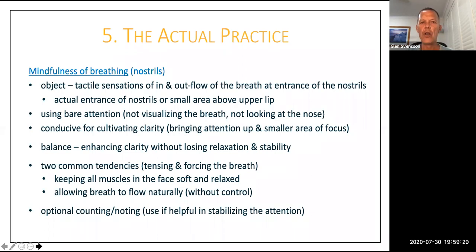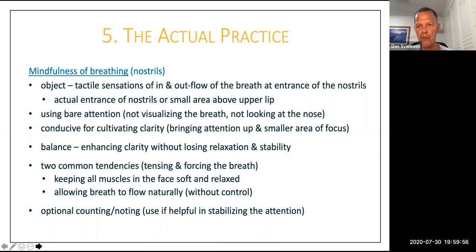Again, we are using bare attention to focus. So we're not visualizing the breath. We're not imagining the breath coming in, going down, coming out and going out again. And we're not looking at the nose. Sometimes what happens is when we focus here, people start to look at the nose and make it a visual exercise. We don't want to do that. It's not a visual exercise, and we'll be straining our eyes if we try.